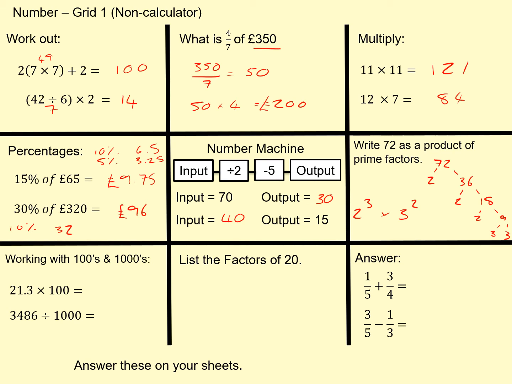Next up, working with hundreds and thousands. So 21.3 times 100 is 2,130. 3,486 divided by 1,000 is 3.486.